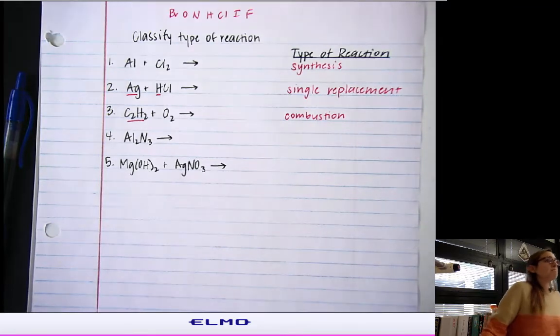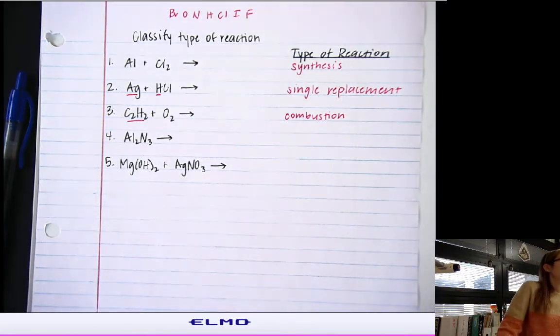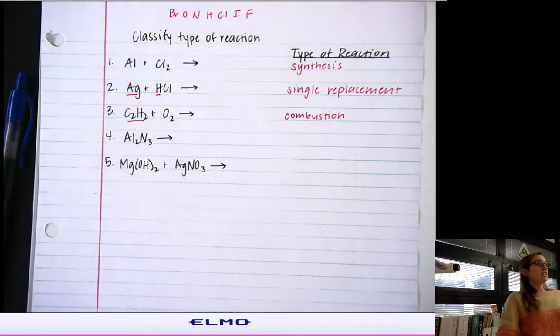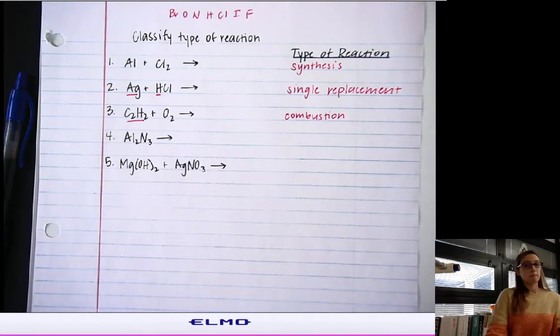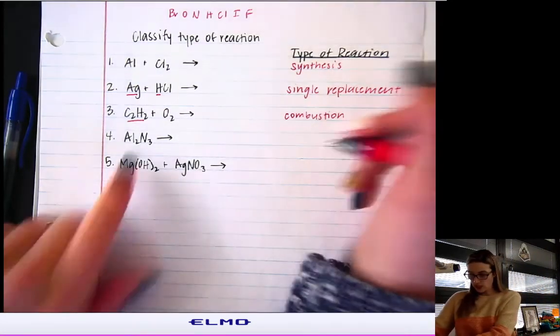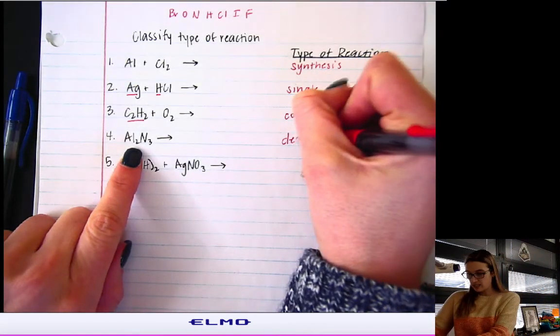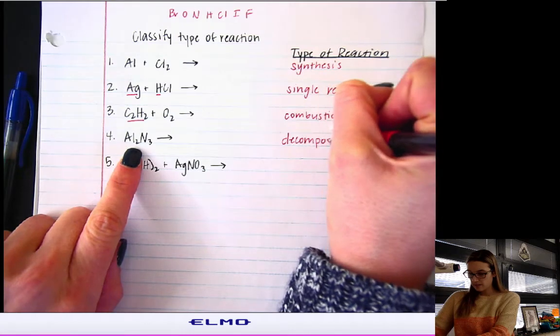Number 4, you have aluminum nitride. You have a single substance. The only thing that single substance can do is break down. And so if the only thing this can do is break down, this is a decomposition reaction.